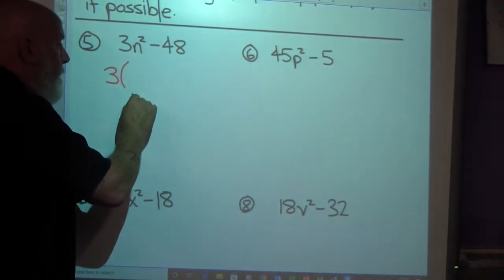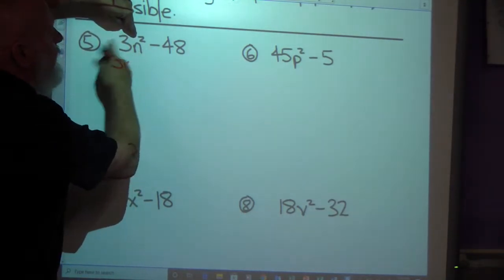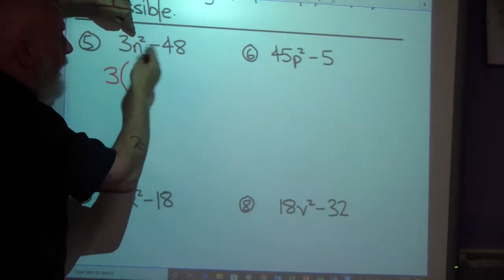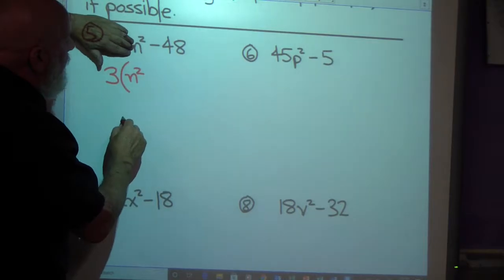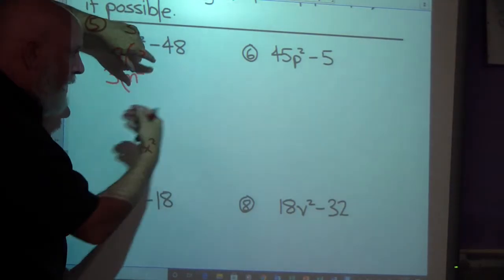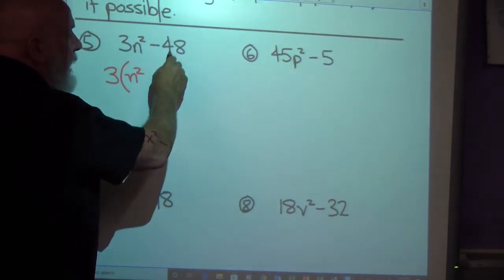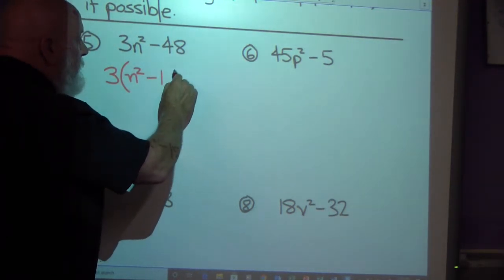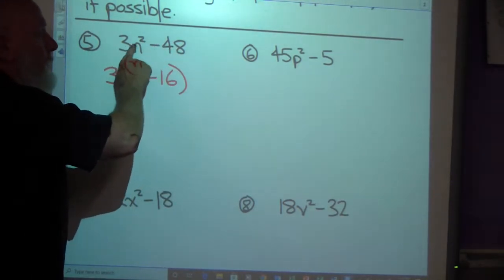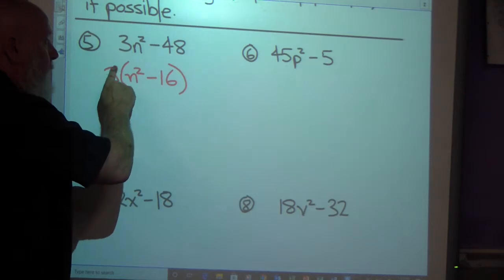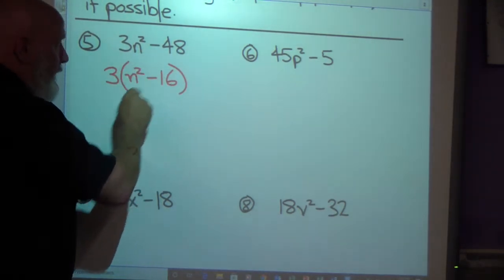That means I'm going to write a 3 and open a parenthesis and ask myself, what would be left if I took the 3 out of this? In my head, I'm dividing it by 3. Well, that would leave me with n squared. If I took a 3 out of this, now I'm dividing it. When I pull it out, I'm dividing that by 3, and that would be 16. And I can do a quick check to see if I've factored out my common factor correctly by just in my head multiplying this and seeing if I get that. And I do. 3n squared minus 48.